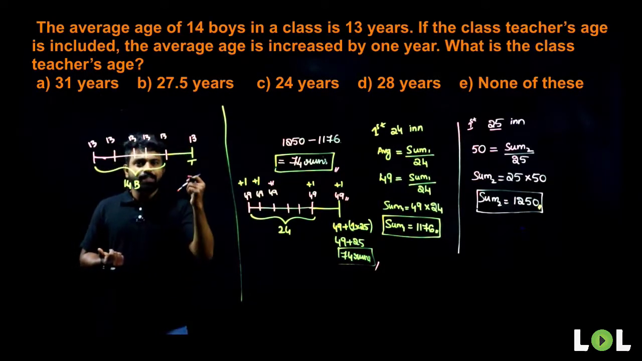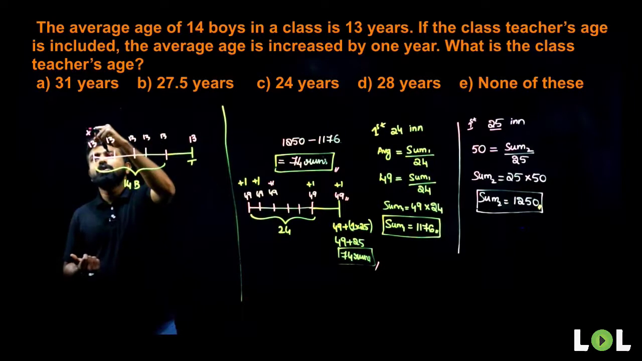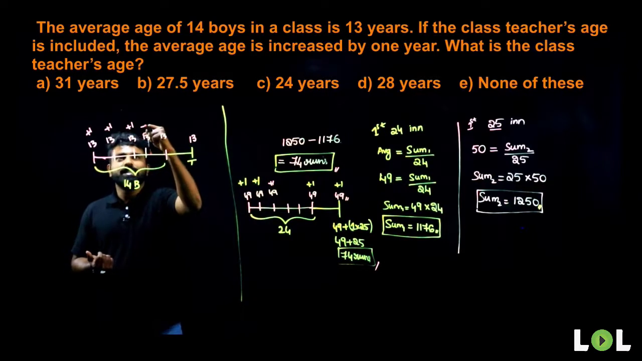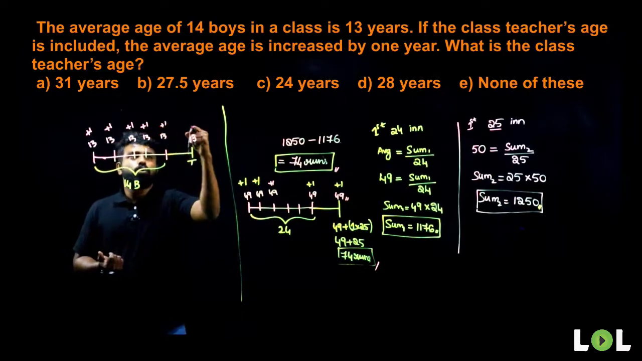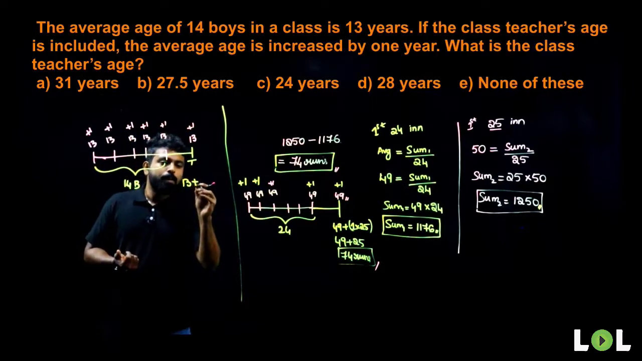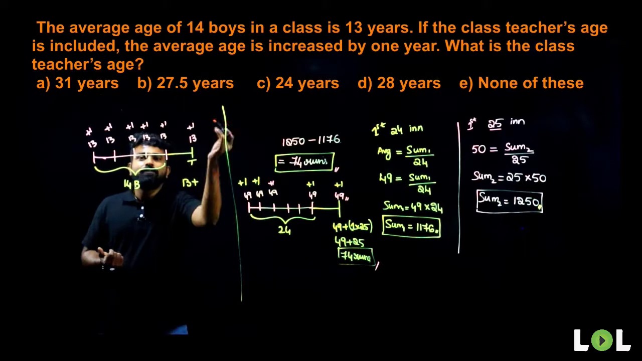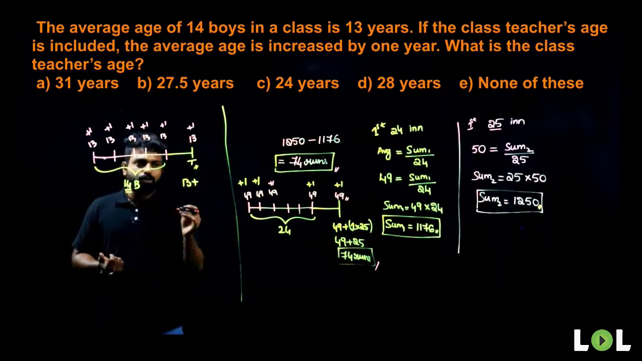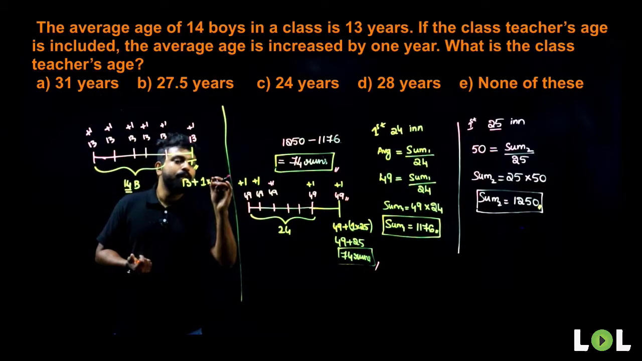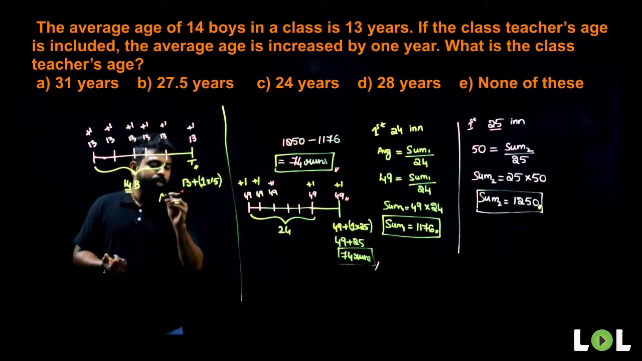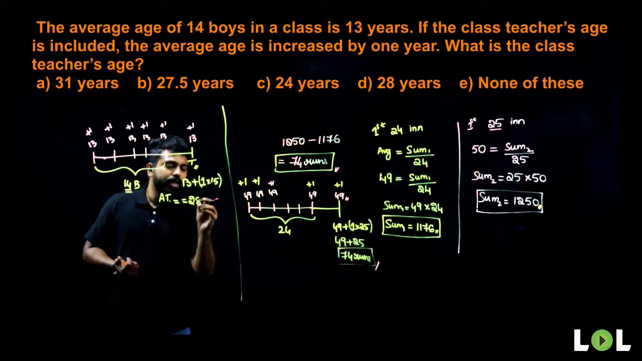But according to the question, what is happening? 1 year is increasing for each and every person in the class. If the teacher is added, the average is increasing by 1 year. So what should be the age of the teacher? It should be 13 plus 1 year for each and every person. How many people are there in total? 14 boys plus 1 teacher. So that will be 1 year for how many people? 15 people in total. So what will be the actual age of the teacher? Age of the teacher will be equal to 13 plus 15. That will be 28 years.